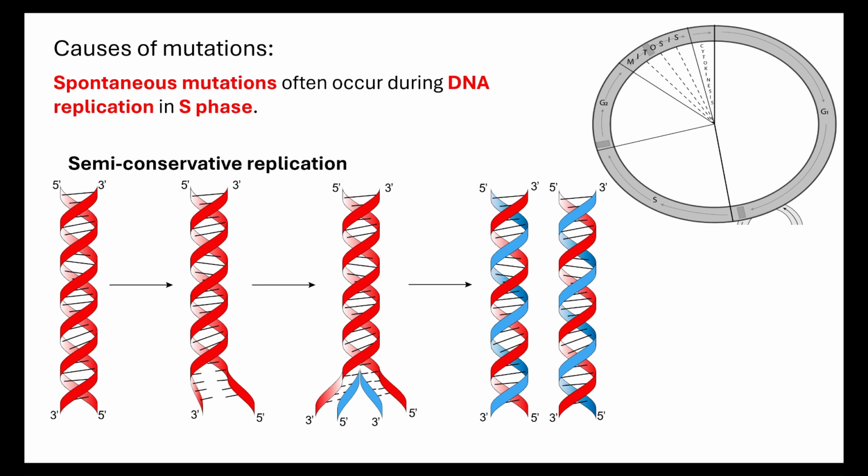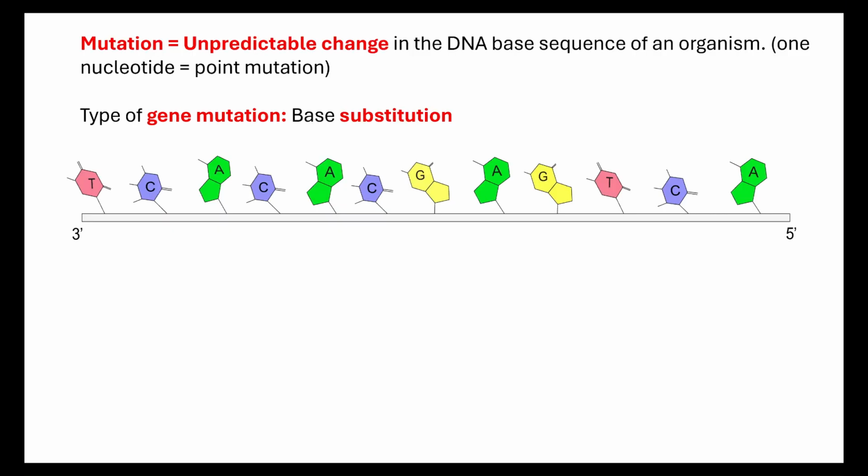Well, spontaneous mutations occur during this replication process, and what does that mean? Well, a mutation is basically an unpredictable change in the DNA base sequence of an organism. If we're talking about one nucleotide, we say this is a point mutation. Now, there are different types of gene mutation, so let's start with a base substitution.